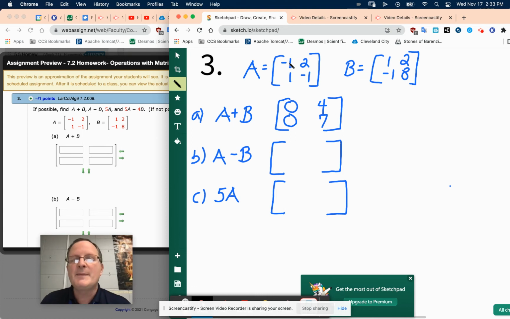All right. And then subtraction, same thing. -1 minus 1, -2. 2 minus 2, 0. See what's happening? 1 minus -1 is 2. And then -1 minus 8 is -9. And then for 5 times a, they call this a scalar multiplication. You just multiply each of them by 5.